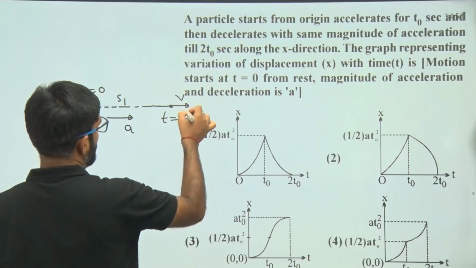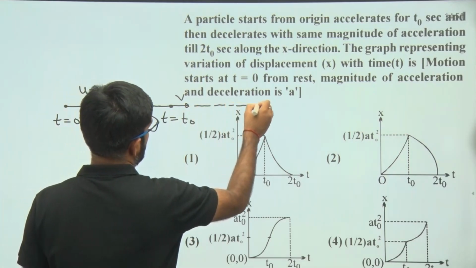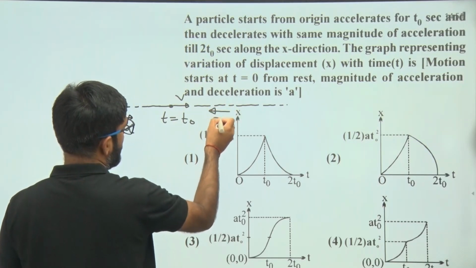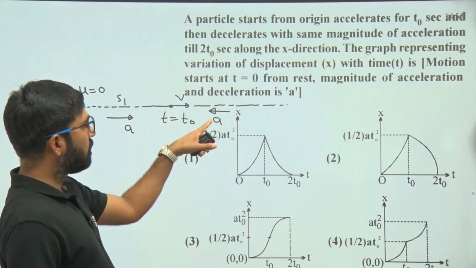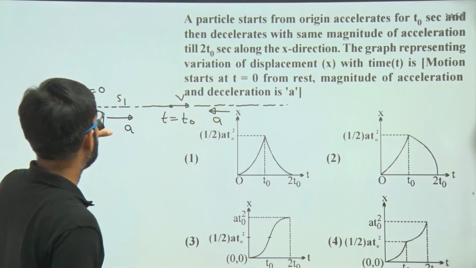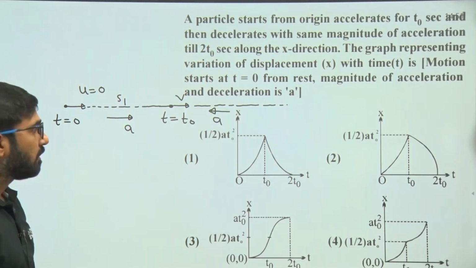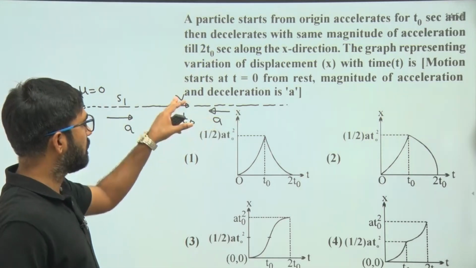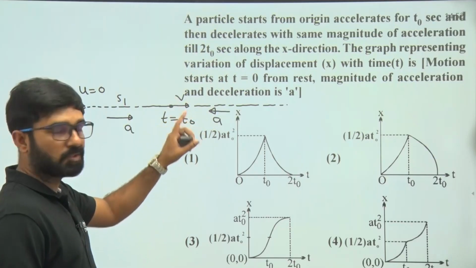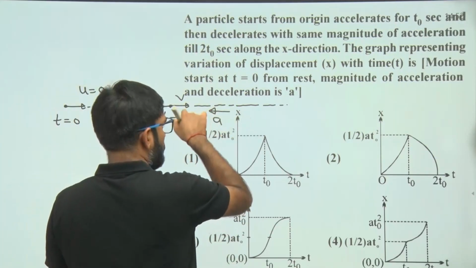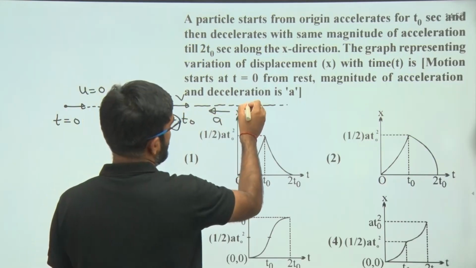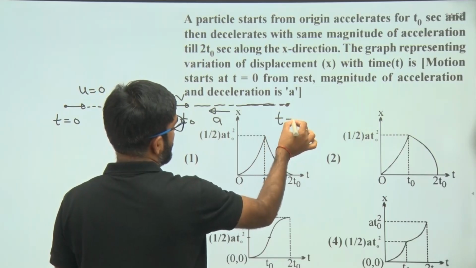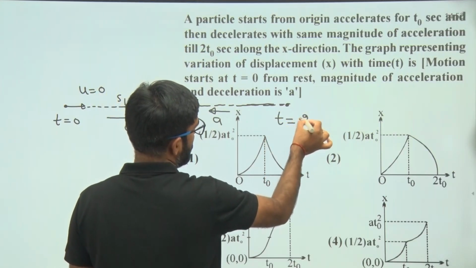Again, after t equal to t naught, the particle gets retarded. That means acceleration will be opposite to the direction of velocity, and the magnitude of this deceleration is the same as the magnitude of acceleration. Now this acceleration is opposite to the velocity, so speed will decrease and the particle will move in the direction of velocity. The particle will move further, the x coordinate again increases, and we are considering motion up to t equal to 2t naught.